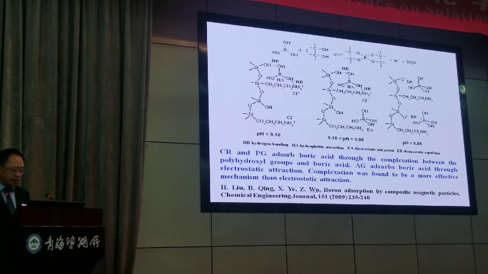CR and TG adsorb boric acid through the complexation between the polyhydroxyl groups and boric acid, AG and SOX adsorb boric acid through electrostatic attraction. Here, complexation was found to be a more effective mechanism than electrostatic attraction.